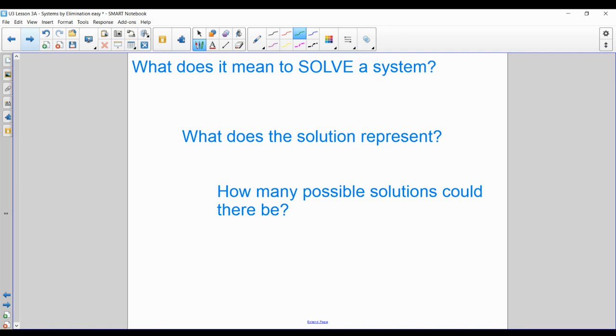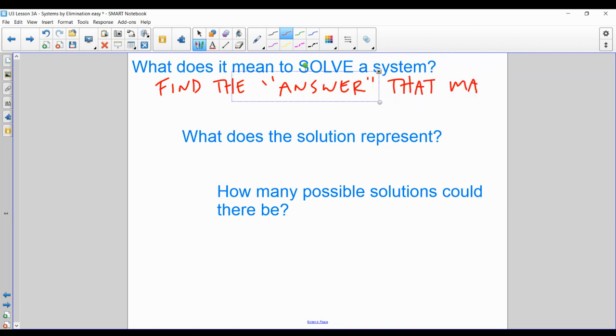So what does it mean to solve a system? So when we solve a system, we find the answer that makes each equation or inequality true.